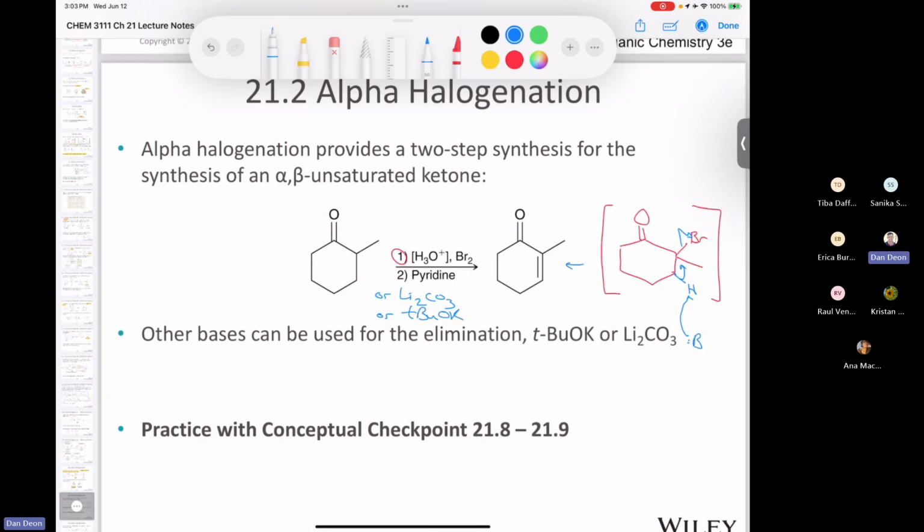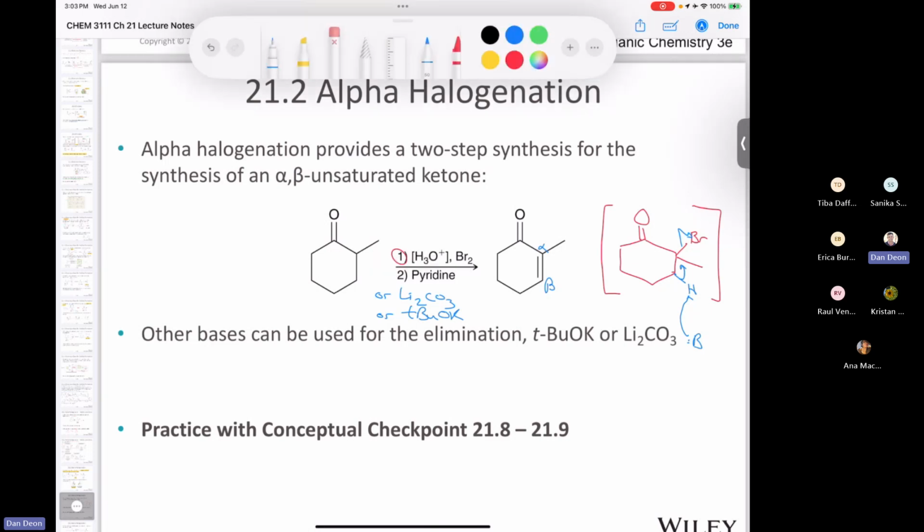And we call this an alpha beta unsaturated ketone, right? You guys know that unsaturated means double bond. So this is alpha, this is beta. Hence the term alpha beta unsaturated ketone. All right. So now this is kind of like your second reaction. It's kind of 2 bits put together. But the bottom line is you make your alpha bromoketone on the more substituted carbon. Then you put in a base. It can be pyridine, it can be t-butoxide, it can be lithium carbonate. There are other bases that work as well.